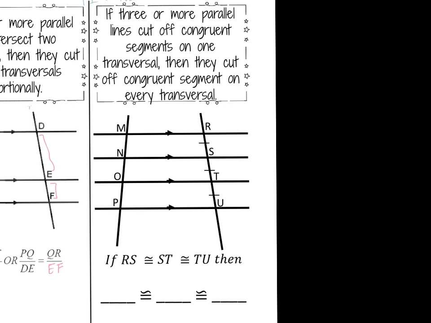Now we're at our last theorem. If 3 or more parallel lines cut off congruent segments, and you see how these have little dashes here, so all 3 of those segments are congruent on one transversal. So these are the segments on this transversal. Then they cut off congruent segments on every transversal. So this is our second transversal. It means that this side and this side are all congruent. Not necessarily congruent to RS, ST, and TU, but congruent to each other. So we can say that MN, NO, and OP are congruent to each other. Okay, and then we'll do the last example for this problem.